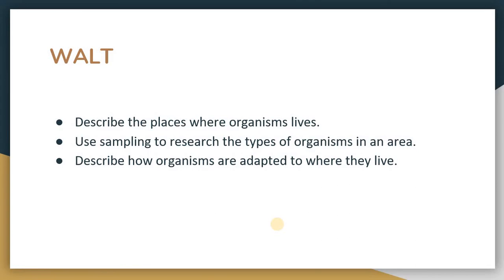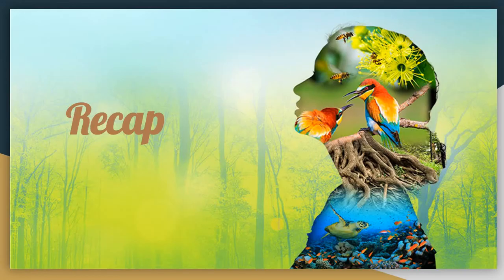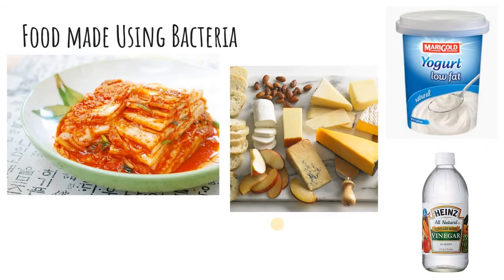Okay, let us resume. Before that, we're going to do a recap on chapter 2.4. In chapter 2.4, we were learning about useful microorganisms. Microorganisms are pretty useful, especially when it comes to food manufacturing. In the picture on this side, you can see kimchi, cheese, yogurt, and vinegar. They are made using bacteria.